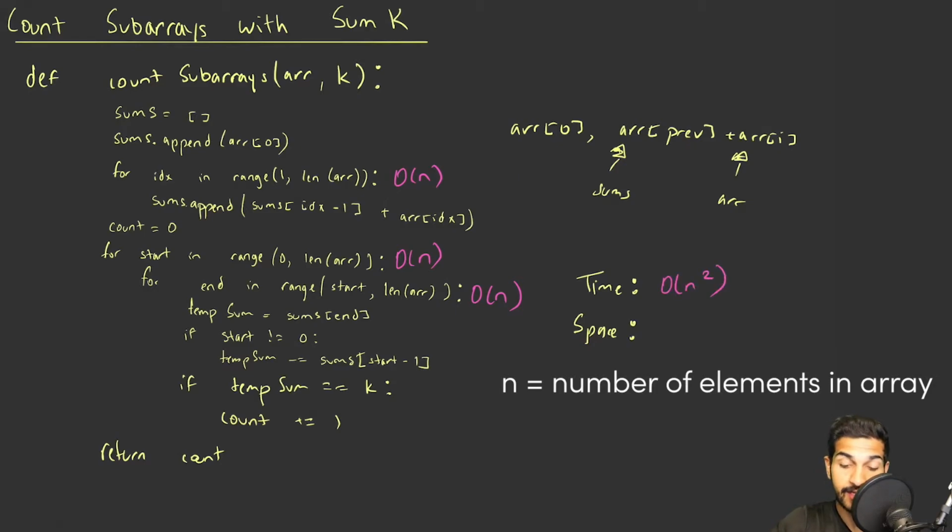Then our space complexity has to do with the sums array. So our sums array is the only space we use, and it will be exactly the size of our array, which will be O of n. So our space complexity is linear, which is big O of n.